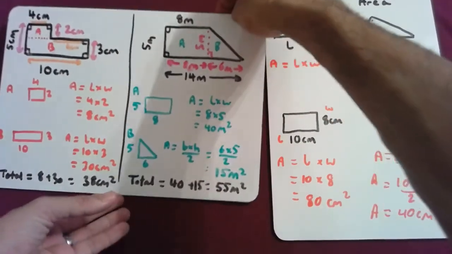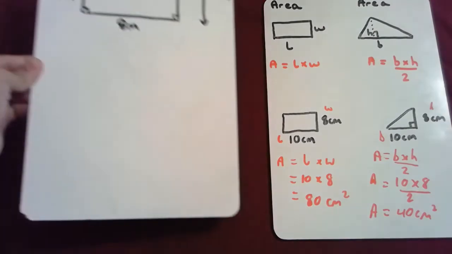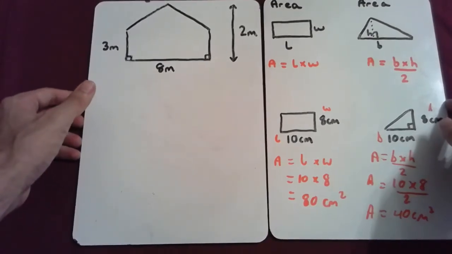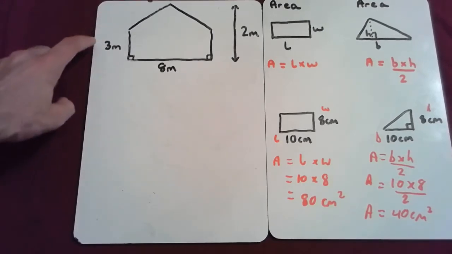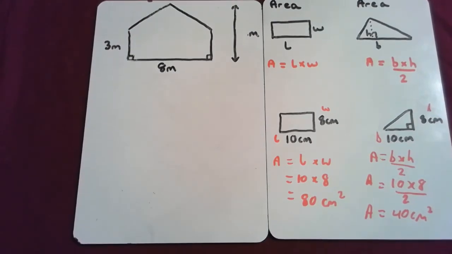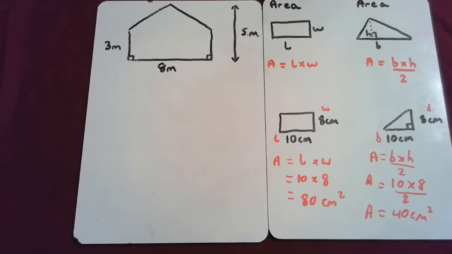So we look at a slightly more challenging example, but again, effectively along the same lines. And what we have here is one face of a house, which is 8 meters along the ground. The height of the wall is 3 meters, and the height of the house in total is 5 meters. So once again, we need to split this up into two different shapes.